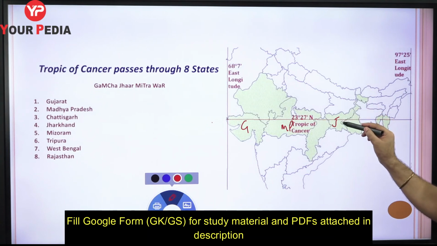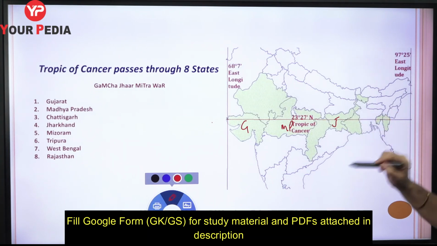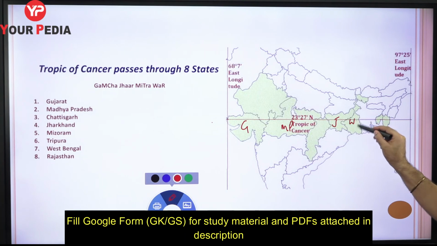Jharkhand was a part of Bihar earlier, as you know, so Jharkhand is the southern portion. After Jharkhand, next is West Bengal, right? And then here you are going to have Mizoram and Tripura.